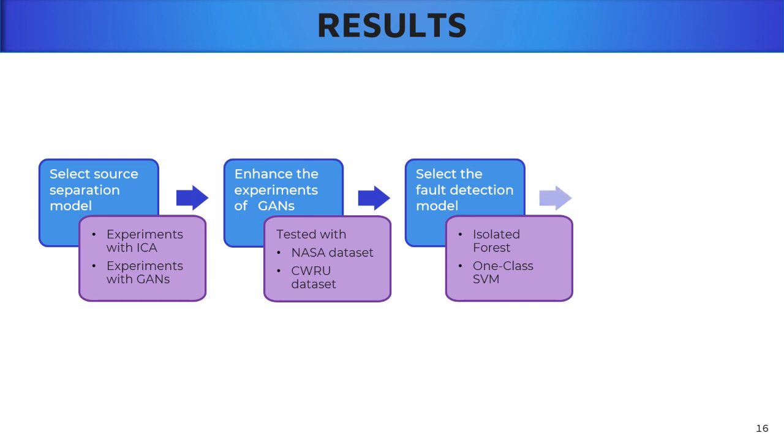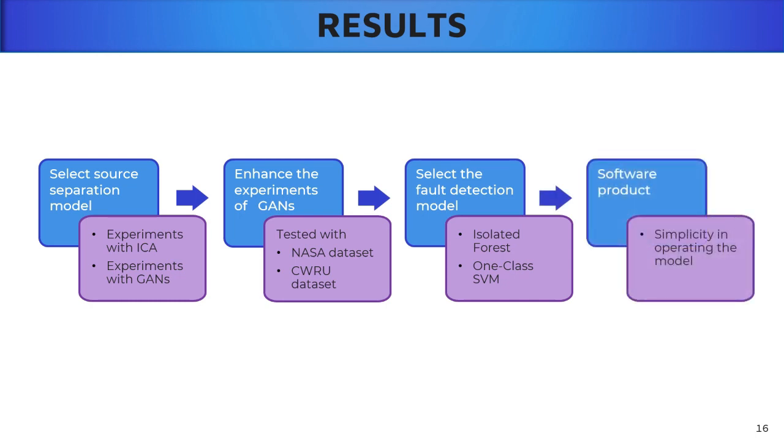Results. Under the Results section, we consider selecting the source separation model, enhancing the experiments of GANs, selecting the fault detection model, and implementing the software product. Results with independent component analysis.